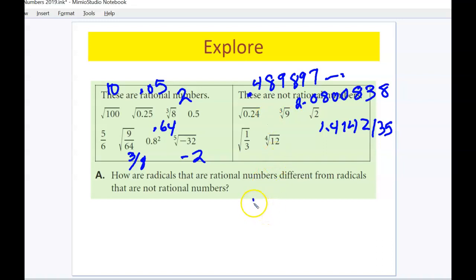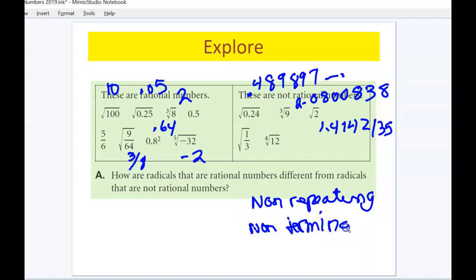So the box on the right has non-repeating, non-terminating, meaning it never ends, decimals. And these numbers on the right cannot be written in the form a over b like rational numbers. So these are called irrational numbers.